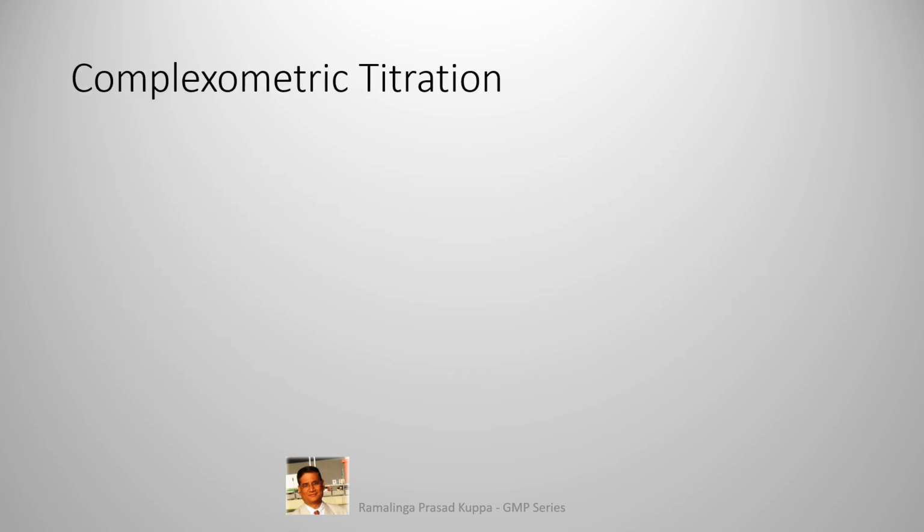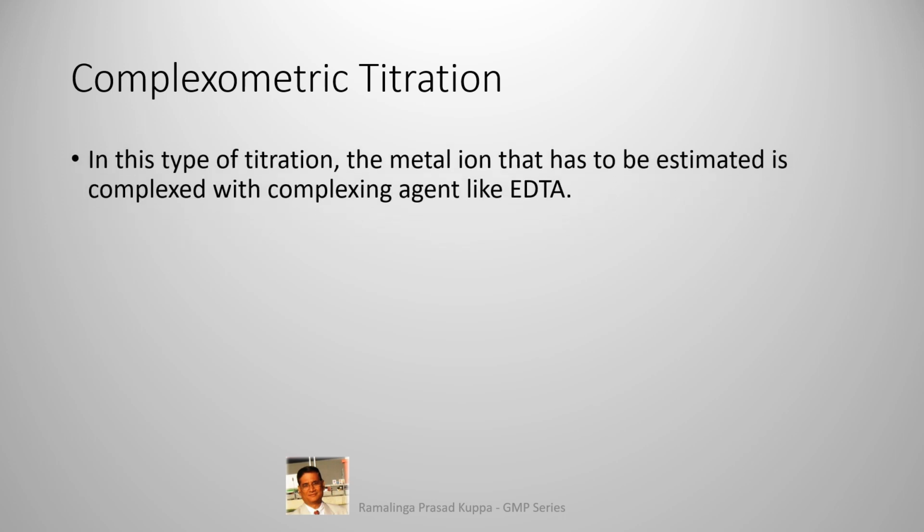Let's see what a complexometric titration is. In this type of titration, the metal ion that has to be estimated is complexed with a complexing agent like EDTA. The most widely used complexometric titrants are ethylenediaminetetraacetic acid and the dihydrate of its sodium salt. Metals including zinc, cadmium, mercury, aluminium, magnesium, calcium, nickel and copper are accurately determined by the complexometric method of titrimetry.